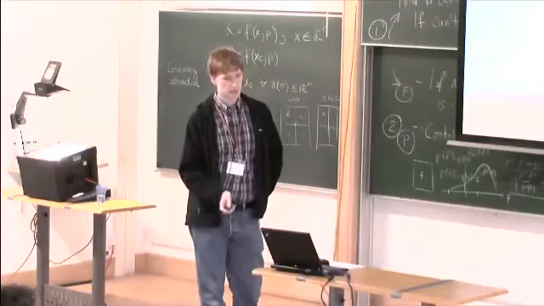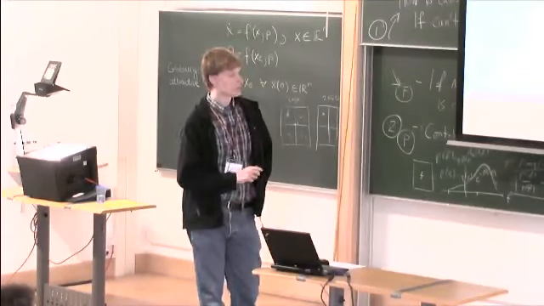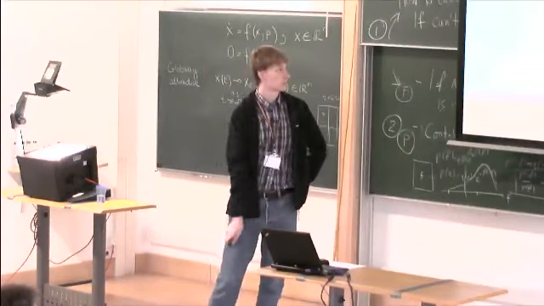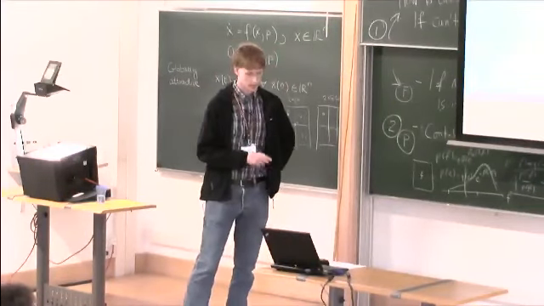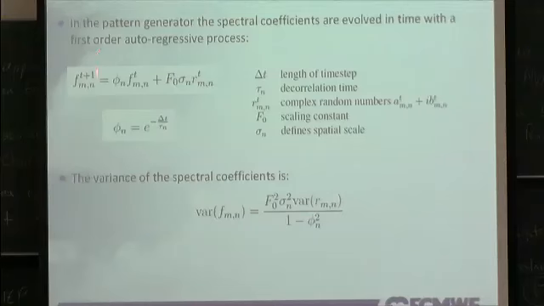And the new pattern evolves these spectral coefficients with a first order autoregressive process like this, where at time t plus 1, your spectral coefficient is simply the memory term from the time before and the random term. And this memory term governs the temporal correlations. So we have this decorrelation time in the exponent. So the longer the decorrelation time, the bigger the memory, so you get longer time correlations.